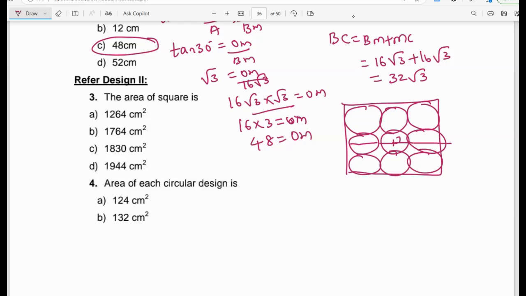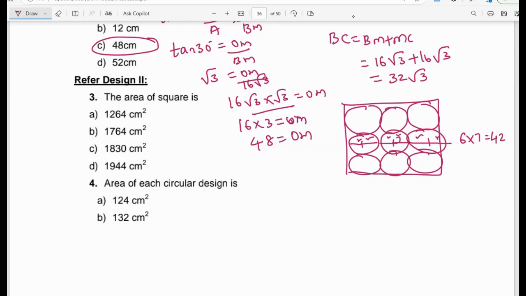So here we have radius, how much? 1, 2, 3, 4, 5, 6. So we have 6 radii, so the side of the square will be 6 times the radius. 6 times 7 is 42. So the side of the square is 42.